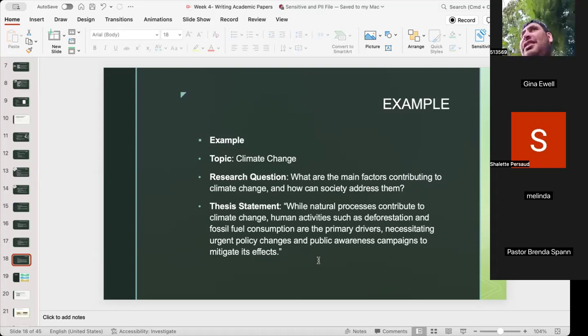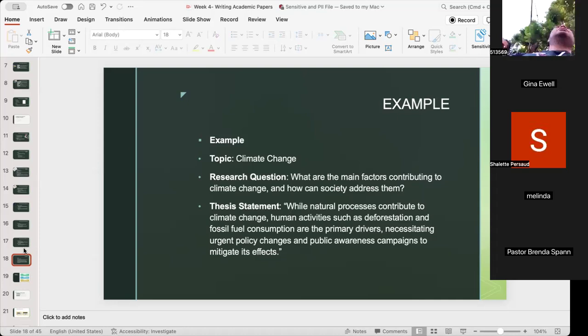While natural processes contribute to climate change, human activities such as deforestation and fossil fuel consumption are the primary drivers, necessitating urgent policy changes and public awareness campaigns to mitigate its effects. So it is a little bit long and a little bit wordy, but it really got the point across. So I really liked it.